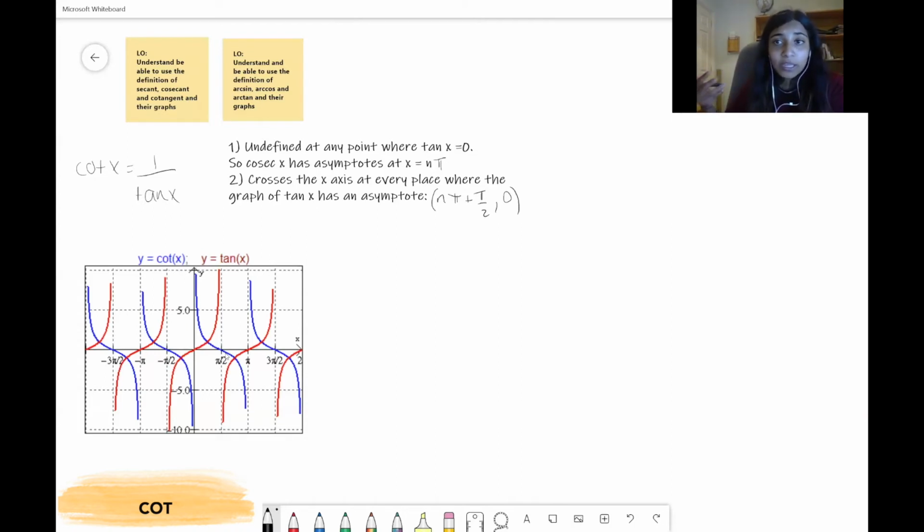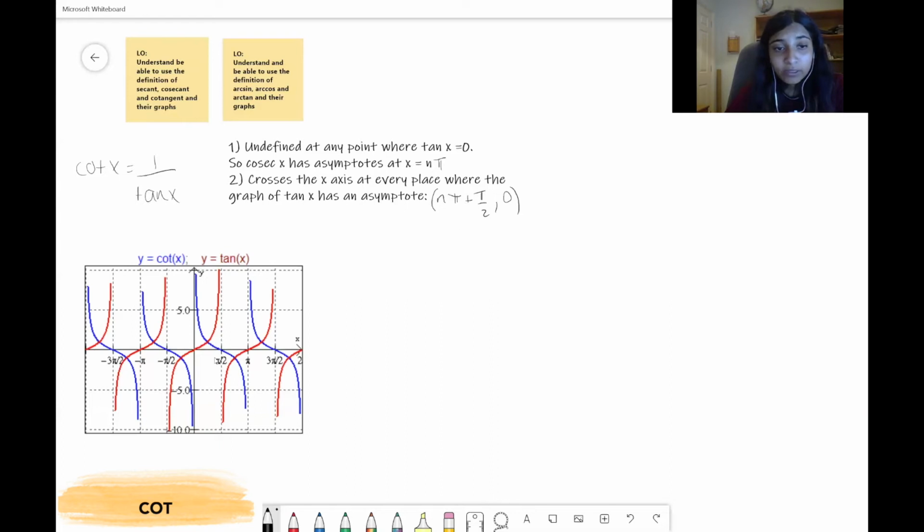And if you remember, if you do 1 over a really large number, infinity, you'll get a number that's really close to 0. And then as you keep going into infinity, that would just be 0. So that means that your cot x graph will just cross the x-axis whenever you have an asymptote. So that's at pi over 2 and 3 pi over 2. And then that's just the points at the coordinates n pi plus pi over 2 and 0.